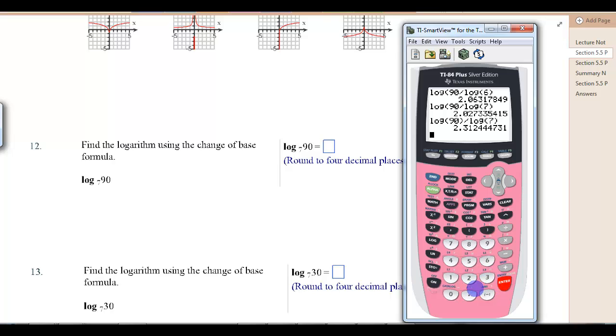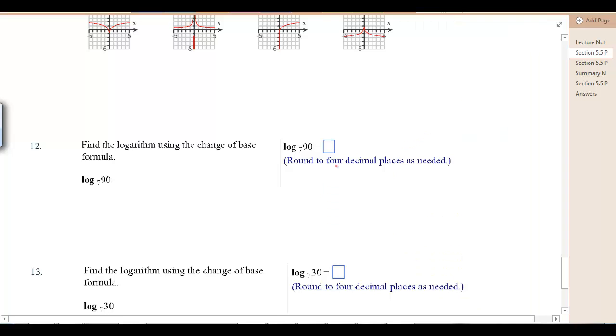All right, let's see. There we go. That's the number I needed. So it's 2.3124. 2.3124. Just be really careful. Make sure you close things when you need to do that.